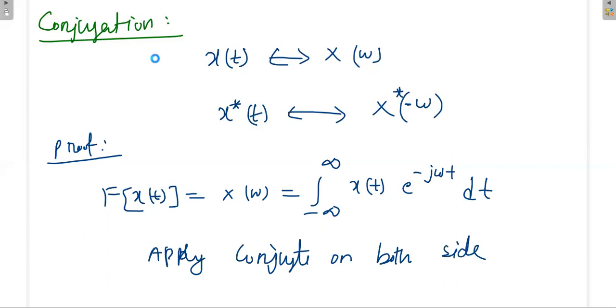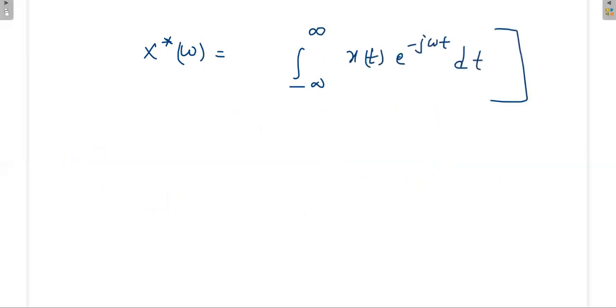So that means we'll be getting X star of omega equals the integral from minus infinity to plus infinity of x of t e power minus j omega t dt, overall star. Again, if you apply this star operation here, only this term is an imaginary term, so only this minus j will become plus j. Also, we do not know the nature of the signal. The signal could be real or imaginary, it could be anything. That's why we'll apply the star operation directly here.